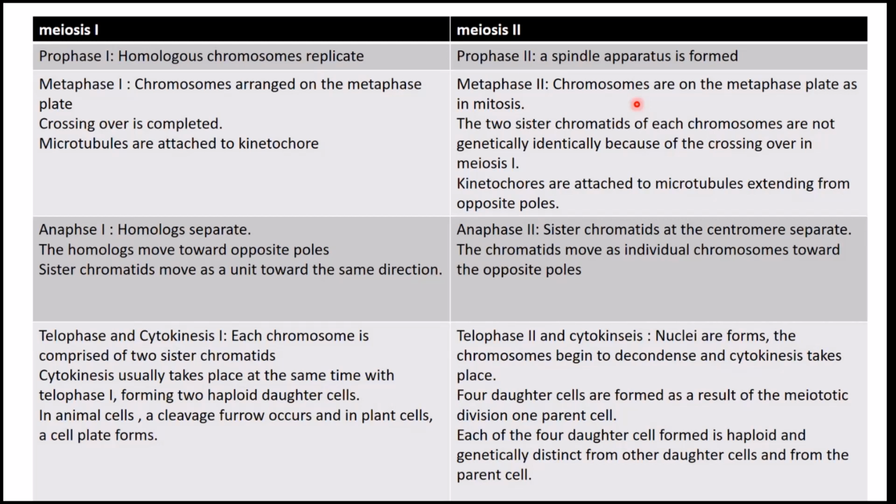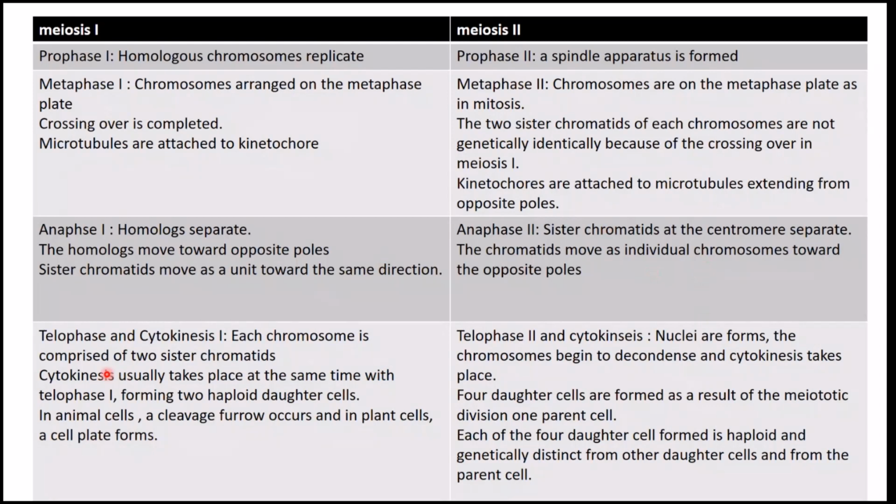Microtubules are attached to a kinetochore, and then in metaphase 2 the chromosomes are on the chromatids of each chromosome, which are not genetically identical because of the crossing over. In anaphase 1, homologous chromosomes separate. The homologous chromosomes move towards opposite poles, where sister chromatids move as a unit in the same direction. In anaphase 2, the two sister chromatids at the centrosomes separate and move as individual chromosomes towards opposite poles.